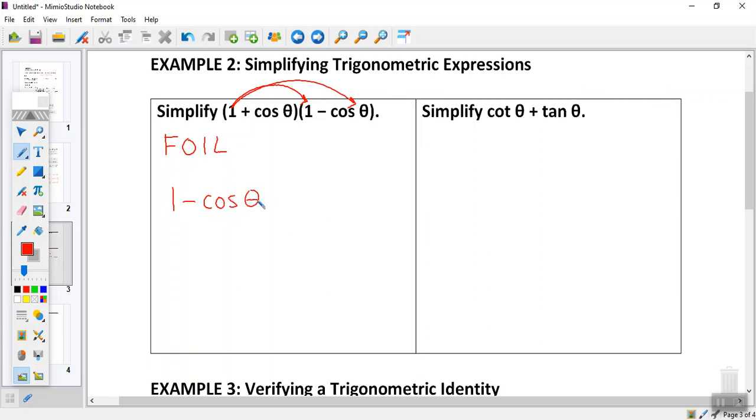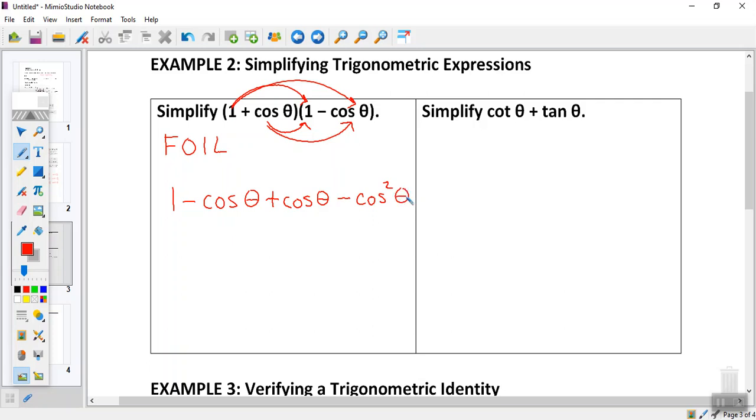Okay, let's do the insides. Cosine theta times 1 would be plus cosine theta. And then my last one, what's this going to be? A cosine times a cosine would become cosine squared. The theta won't change, and be careful on this: it's going to be a minus when I do that last one. This becomes minus cosine squared theta.